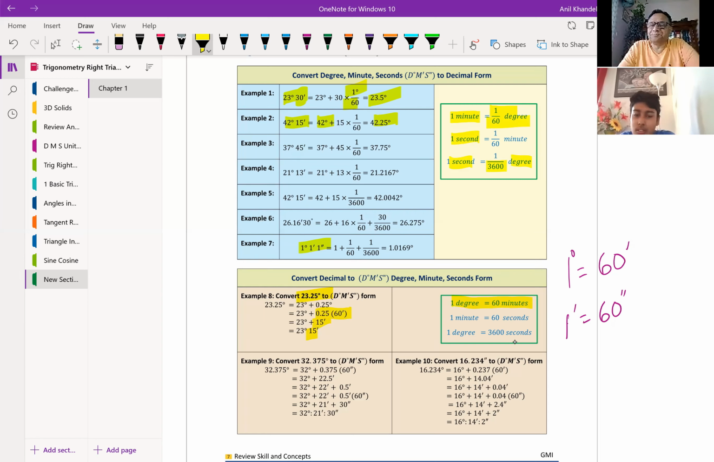Is this clear to you? Yes, sir. So it's basically like a recheck. Yeah, it's a recheck. We just get the answer, right?